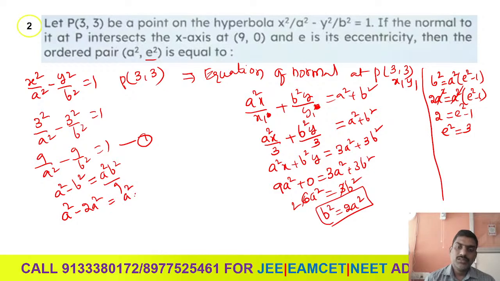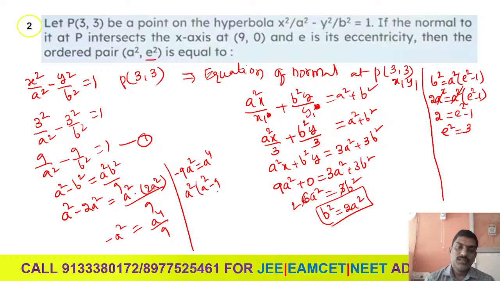A square times, what is b square here? B square is 2a square, whole divided by a square minus 2a square, which is minus a square, and 2a square times 2a square, this is a to the power 4, divided by 9. So finally what we are getting here is minus 9a square is equal to a to the power of 4. Then a square times (a square minus 9) is equal to 0. Then from this we can get a square is equal to 9.